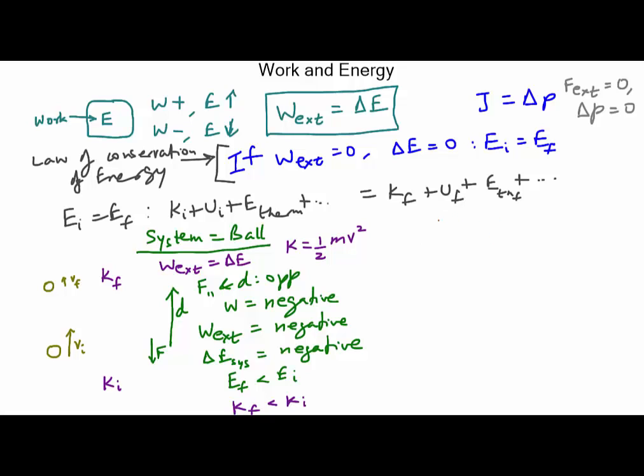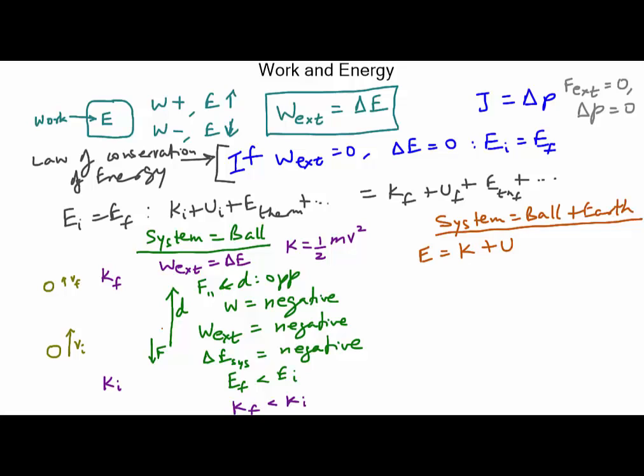Okay, the other example I'm going to take is the system being the ball plus the earth, which is the more typical way we would handle this situation. So in this case, because the system is defined as both the objects, there is potential energy as well. So the energy will be kinetic plus potential.